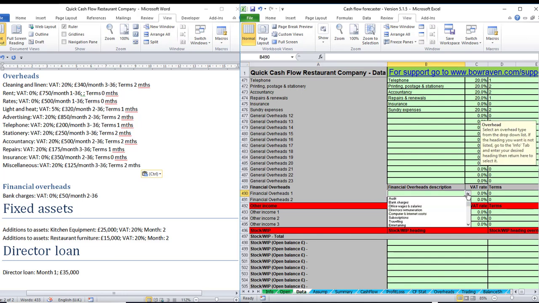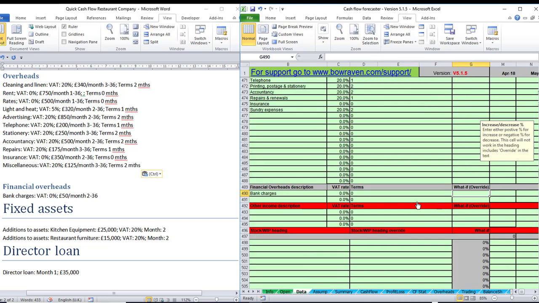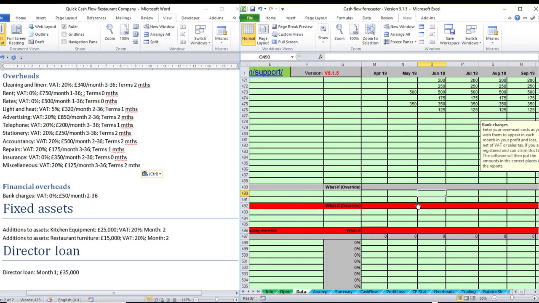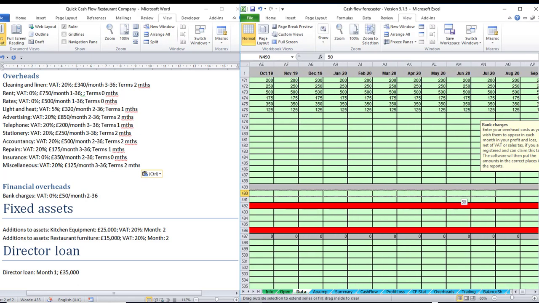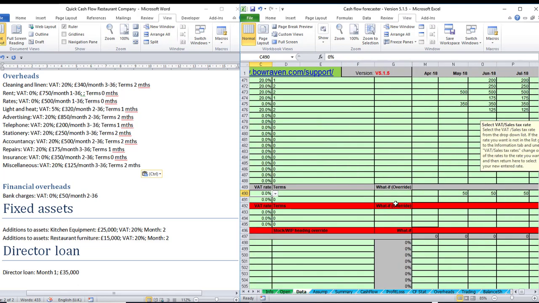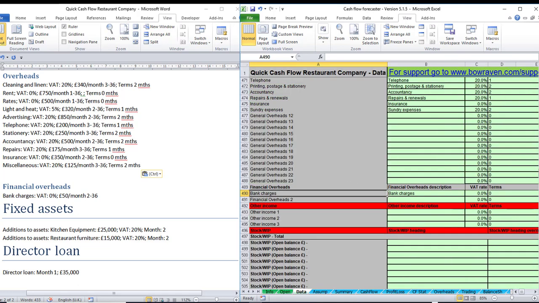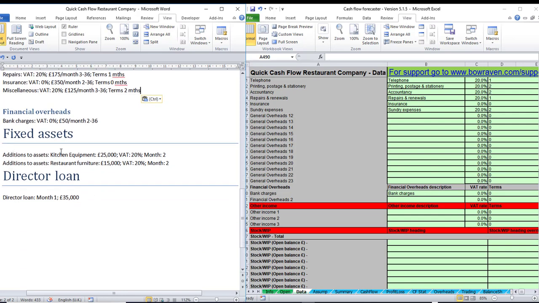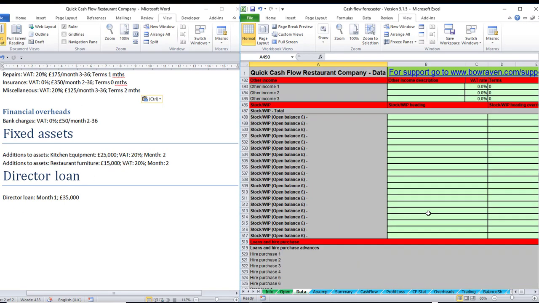So I can select from the drop down, and there should be something called bank charges in there. VAT 0, terms 0. And then starting in month 2, which is May, £50 a month, and then I'm just going to copy that across. Of course, these figures can fluctuate, but for demonstration purposes, I'm going to just put those in as the same all the way through. So now we have some asset additions when we've built our kitchen.